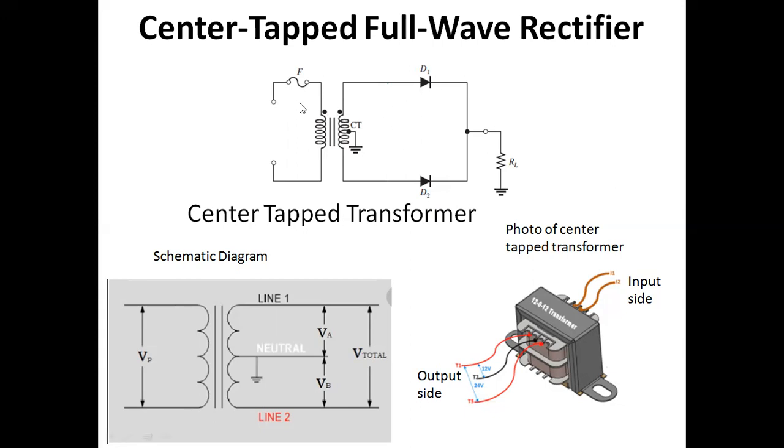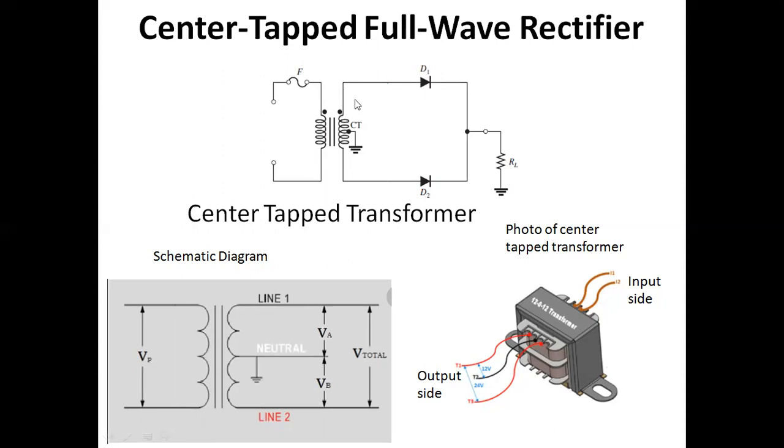And also you make use of a transformer. And this transformer is referred to as a center tapped transformer. At the output of the transformer, you have 3 terminals. You have this terminal, which we call the center tap, which is grounded, and you have this terminal and this terminal.